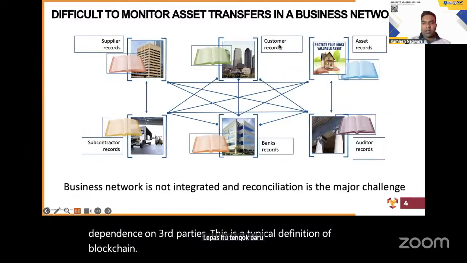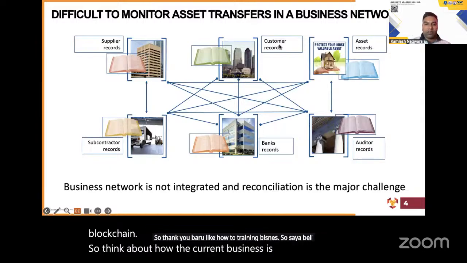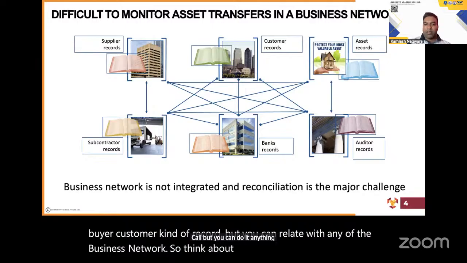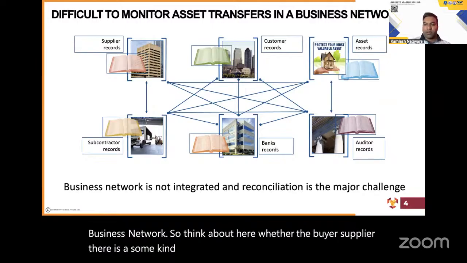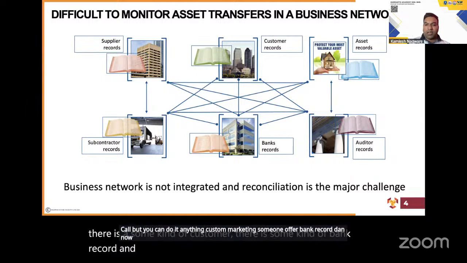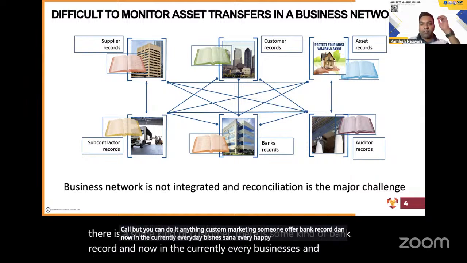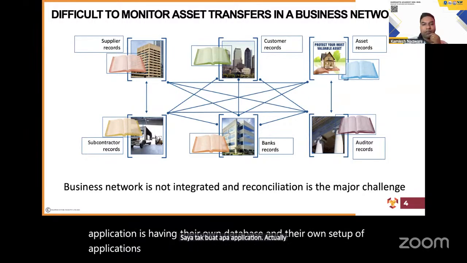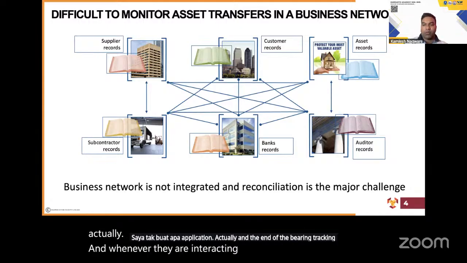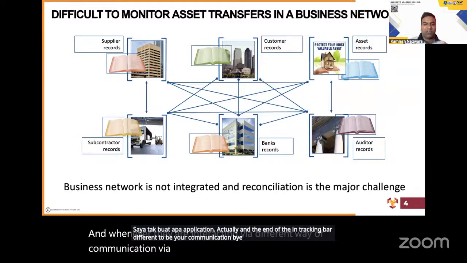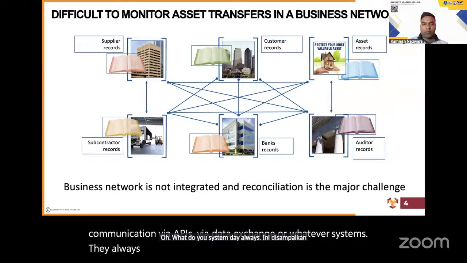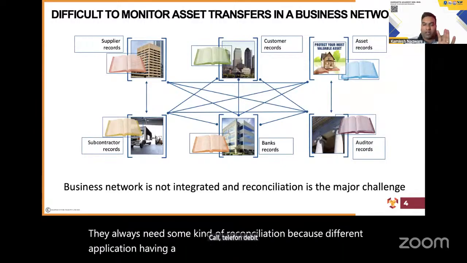So think about how current businesses work. This is simply one buyer, customer kind of record, but you can relate it with any of the business networks. Here there is a buyer, a supplier, some kind of customer, some kind of bank record, and currently every business and every application has its own database and its own setup of applications. Whenever they interact via APIs, data exchange or other systems, they always need some kind of reconciliation, because the different applications have a different proof of data.